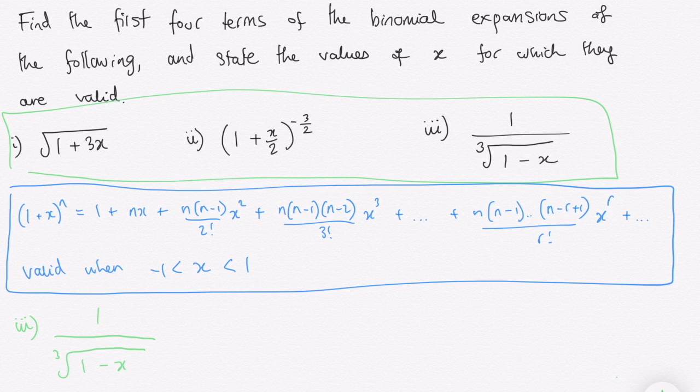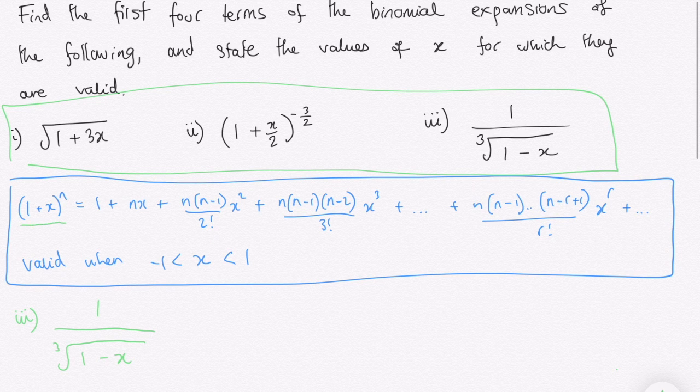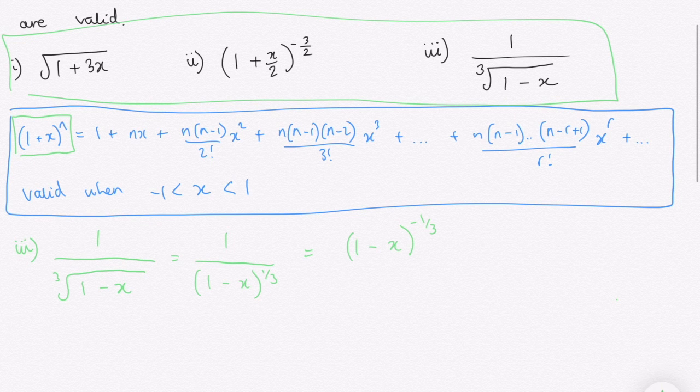And in the final example, we are asked to find the binomial expansion of 1 over the cube root of 1 minus x. So firstly, we need to remember we need to get it looking a bit like 1 plus x to the power of n. Well, we can do this by realising this is 1 over 1 minus x to the power of a third, which is 1 minus x to the power of minus a third. So we have n being equal to -a third.